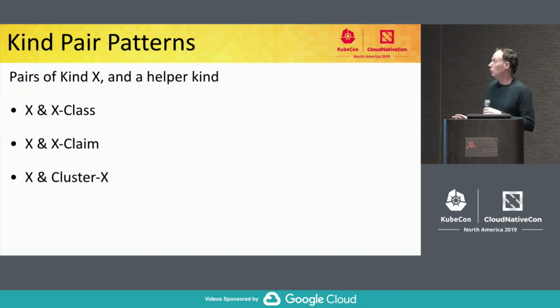Okay, so let me talk about a totally different set of patterns. I don't have a great name for this, but I call this kind pair patterns. So this is where you have two different types that work together, and you split them. Why didn't you put all the information in one resource?